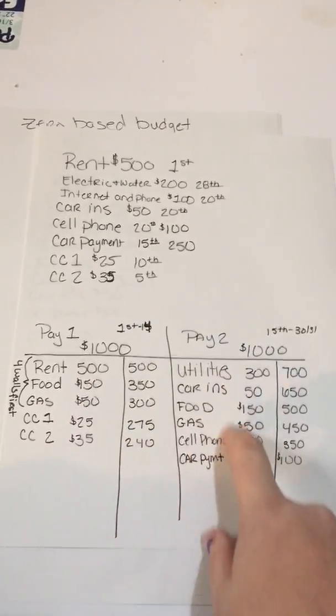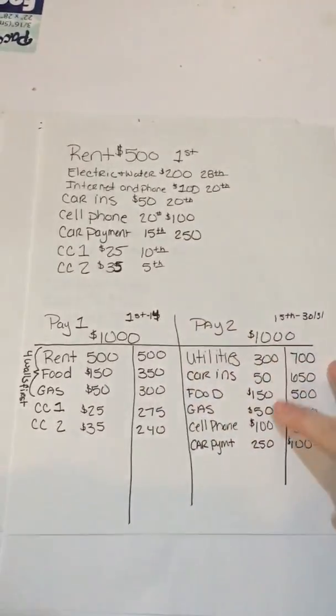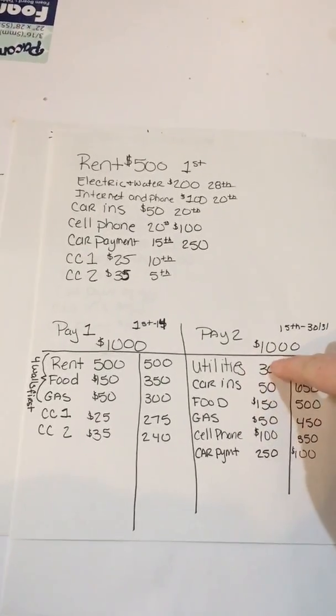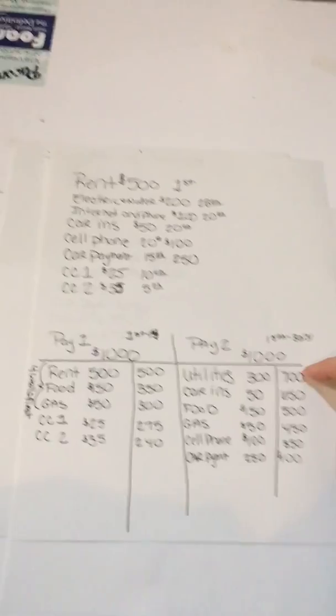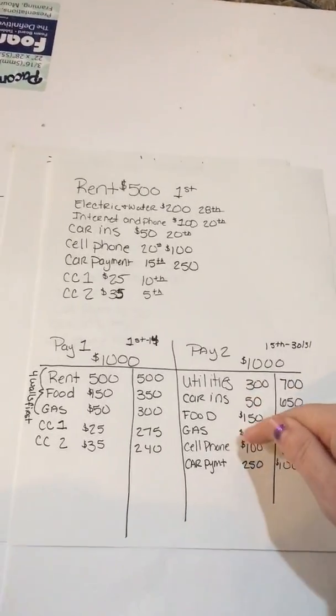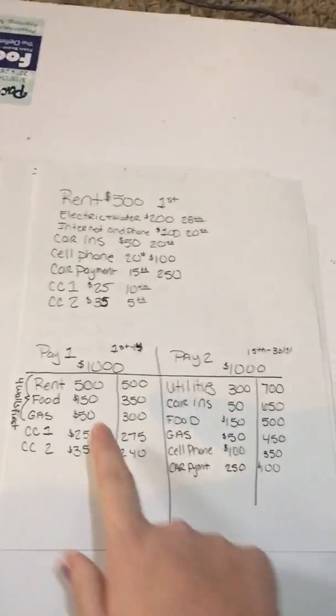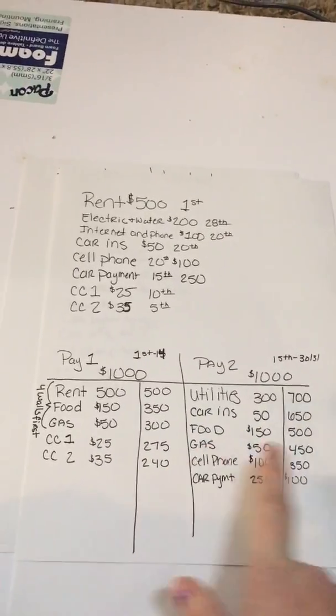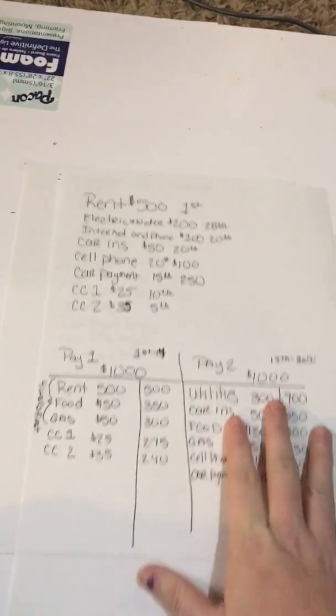Our utilities, we're able to pay because of the due dates. We're able to pay those here. So utilities are $300. That leaves us with $700. Car insurance, $50. Food, gas, our cell phone we can pull out of here, car payment, and then we have $240 left over here and $100 left out of this paycheck.